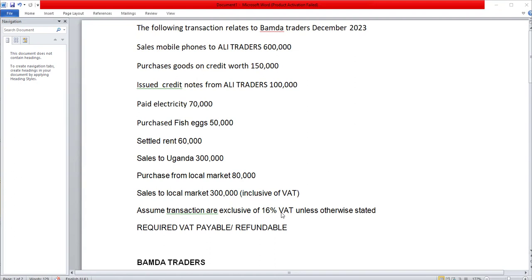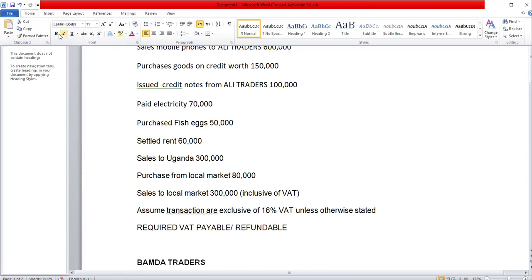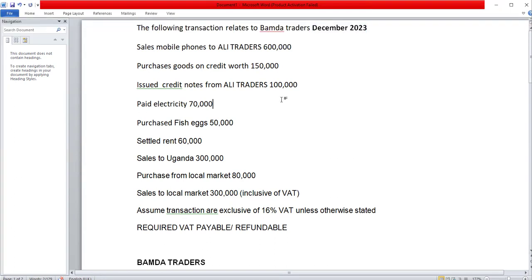So this question is December 2023. Whenever you are given a question on VAT, you need to be keen on the month. Like for this case, December 2023, and this is going to use the new Finance Act 2023, where we remember we only have two rates: the 16% and 0%.